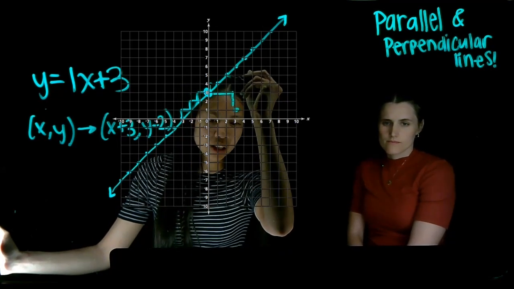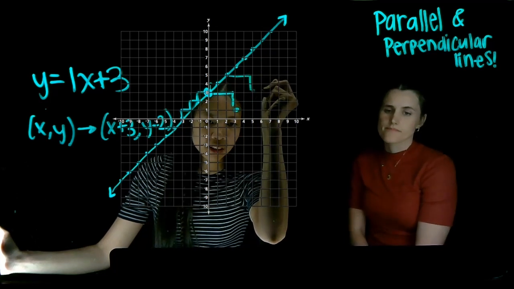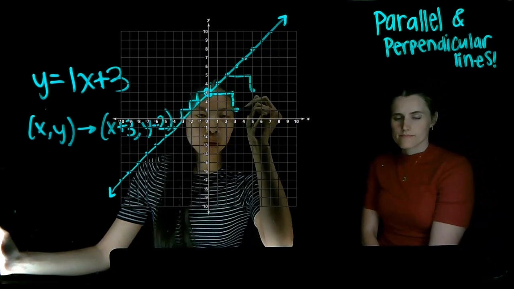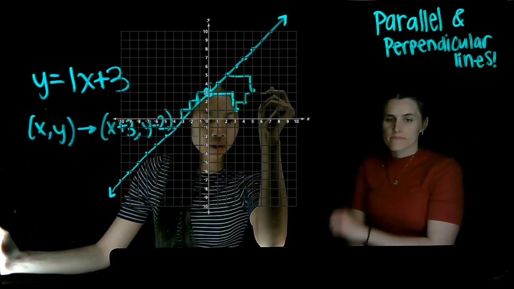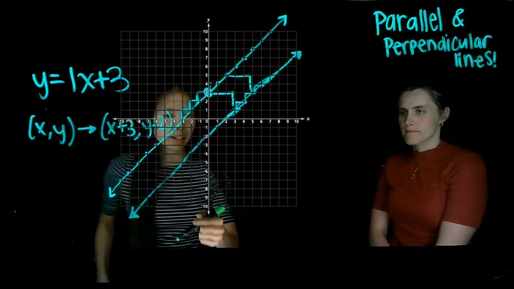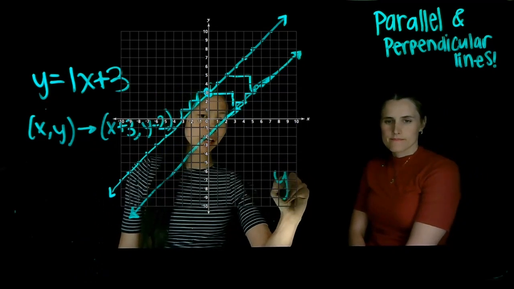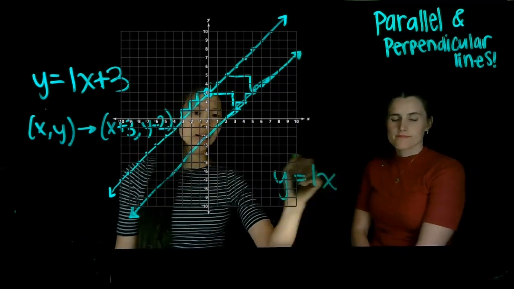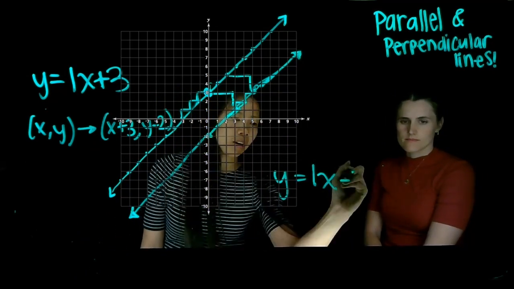And I don't have to do it with each point, over 3 down 2, because I know my slope, right? My slope is 1 over 1, so I can go up 1 over 1, up 1 over 1. So now we have our new line. If we were to rewrite this, we still have the same slope, right? Our rise over run didn't change. But now our y-intercept got shifted to negative 2.